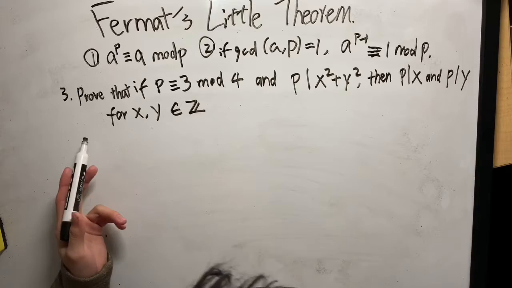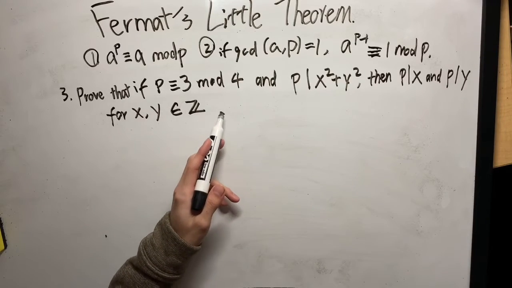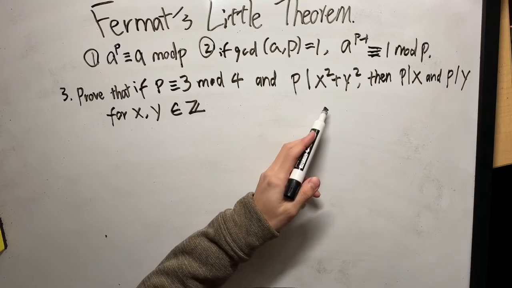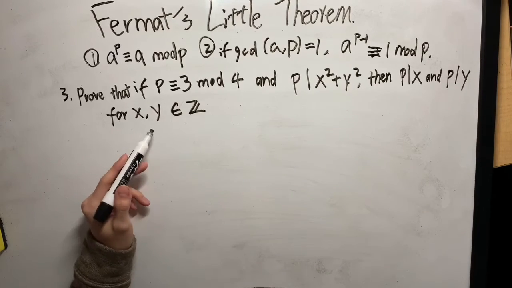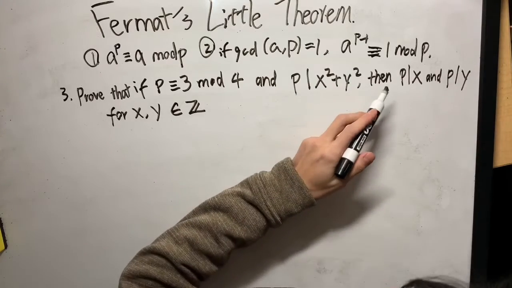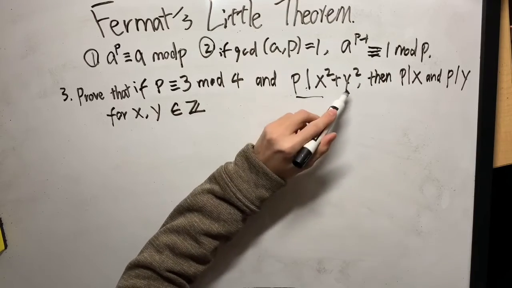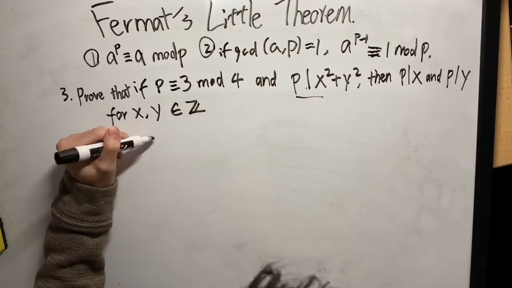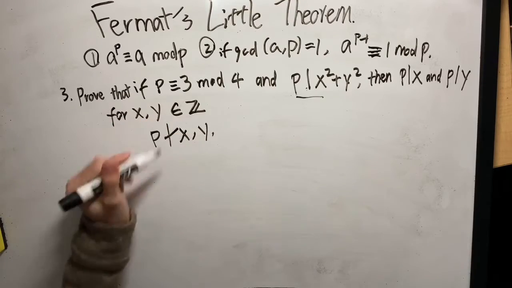Now let's look at the next question. Prove that if P is congruent to 3 mod 4 and P divides x squared plus y squared, then P divides x and P divides y, for x, y integers and P a prime. Notice that if P divides x, in this case, P must divide y. So let's suppose that P does not divide x or y.